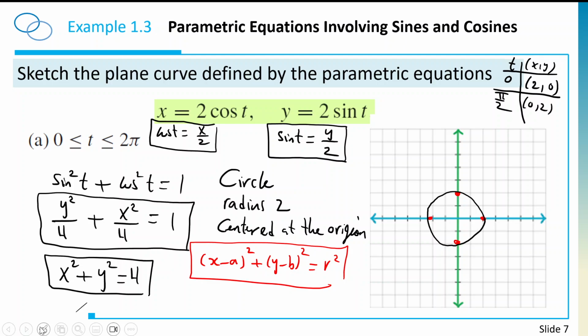Let's show the orientation using another color. So we started from here to there, to here, to there. So the orientation here is counterclockwise.